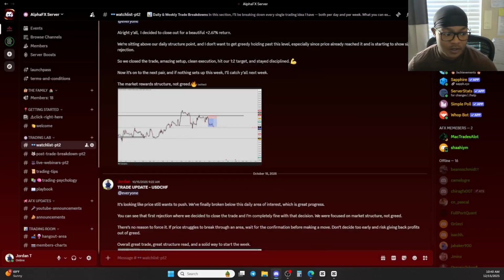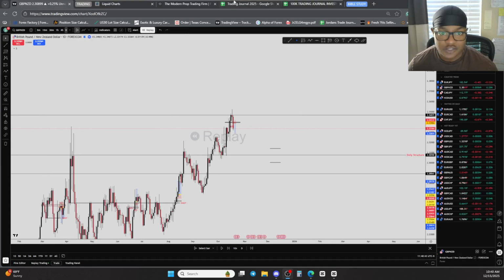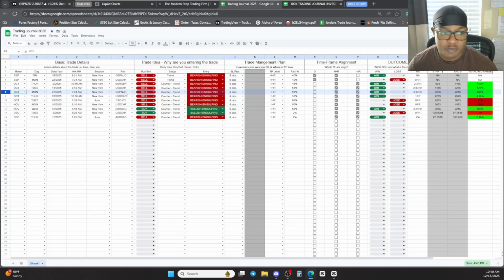Same trade. I'm gonna show y'all one more trade setup, so give me a second. I'm about to pull that up. All right, next trade setup, we have GBP NZD. We won for 3.87 risk reward in return.